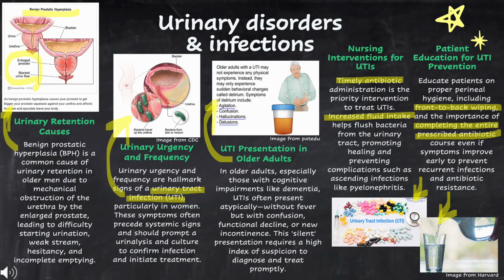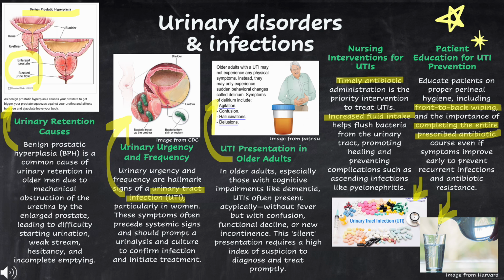The importance of completing the entire prescribed antibiotic course, even if symptoms improve, to fully clear the infection and prevent resistance. And measures to prevent recurrence. Preventive tips include urinating after intercourse, avoiding irritating perfumed products in the genital area, and staying well hydrated. By understanding these urinary disorders and their management, nurses can assess and intervene early and educate patients on how to maintain urinary health.